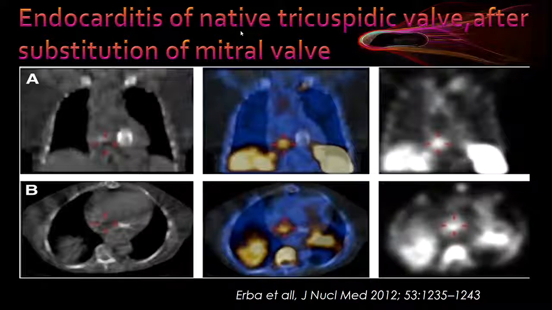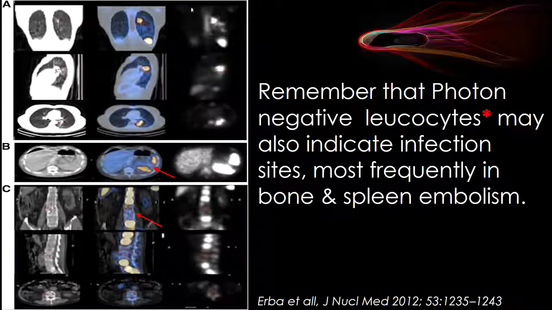In an endocarditis of native tricuspid valve, after the substitution, we had the activity on the tricuspid, but the substitution was on the mitral. This you can only achieve with the SPECT CT. And please do remember that sometimes photopenic leukocytes may also indicate infection, as for example in an embolism of the spleen and here in the spine.